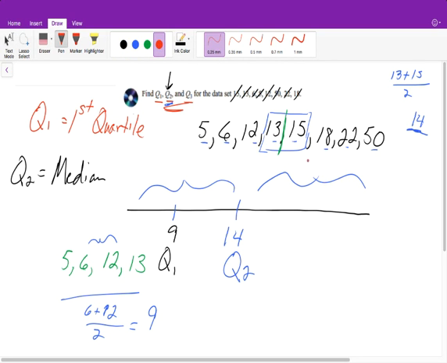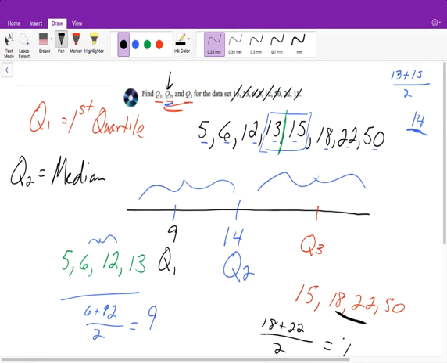And then to find our third quartile, that is the median of the values greater than our second quartile, or greater than the median of our whole data set. So that will be 15, 18, 22, and 50. So here we have 4 digits. Once again, we'll add the 2 numbers in the middle together. So 18 plus 22 divided by 2 is equal to 20. So that means our third quartile is 20.